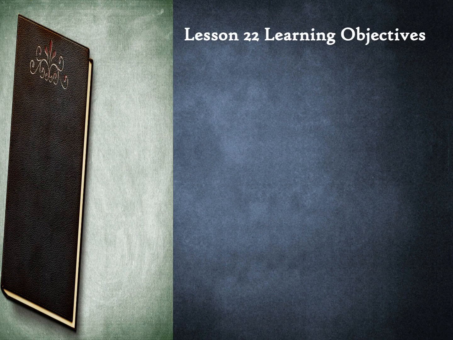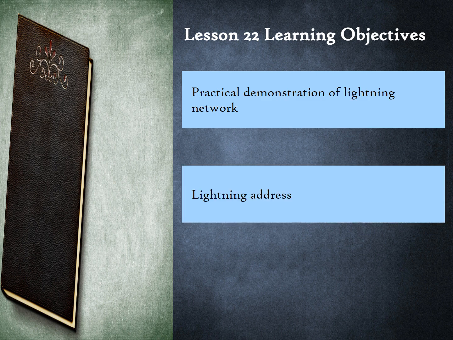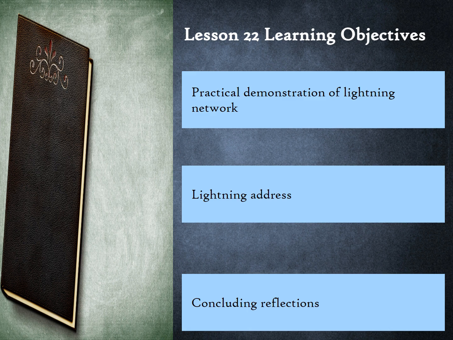In the previous lesson, we covered the intuition behind the Lightning Network and a theoretical explanation of how it works. In this lesson, we will cover a practical overview of the Lightning Network. Then we will cover the meaning of Lightning address. Finally, we will conclude with some reflections on the Lightning Network.